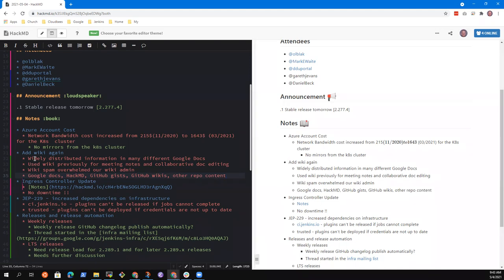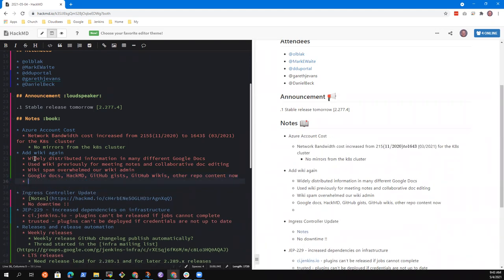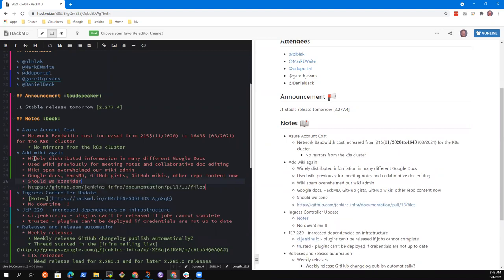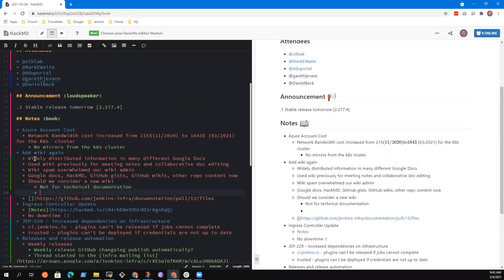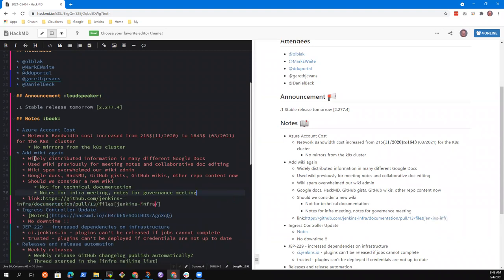And so I wanted to bring up the suggestion to have a new wiki that is explicitly not for housing technical documentation, which should be on the site or in plugin repos and such. But you know, where we would put notes for the infra meeting and notes for the governance meeting and that sort of content. And before I emailed the dev list suggesting, hey, this is what we should do, I wanted to bring it up to this group, whether this is something we can even support.